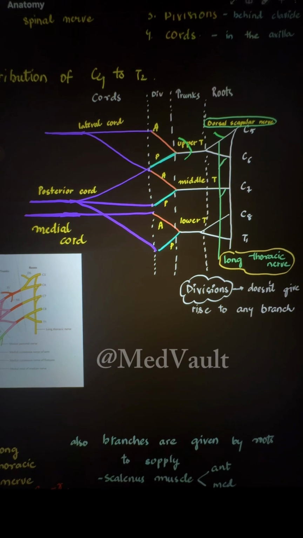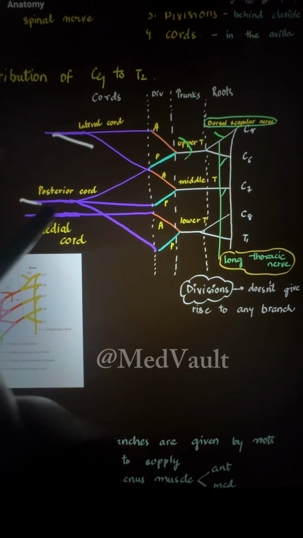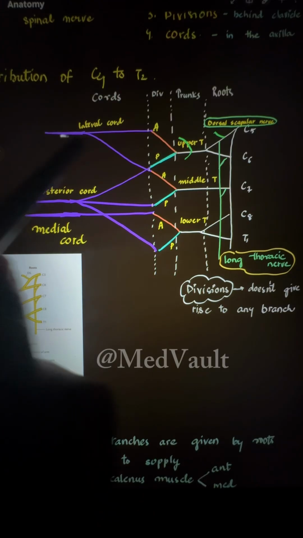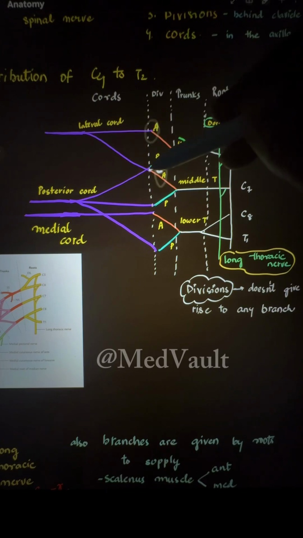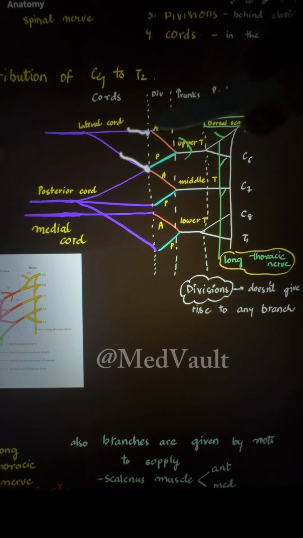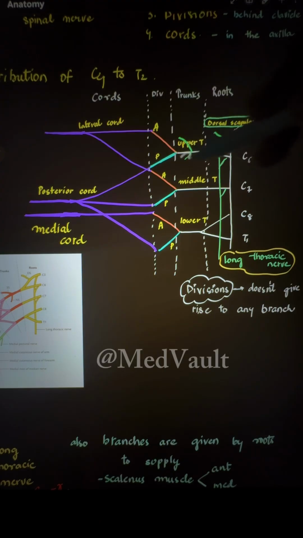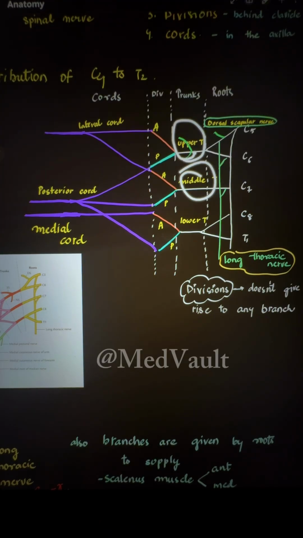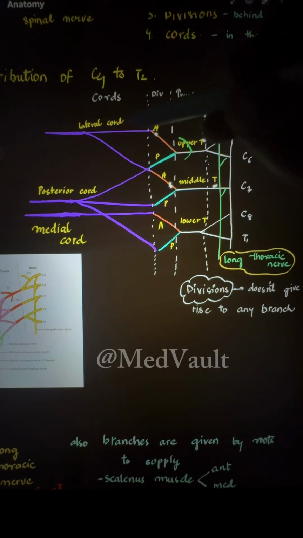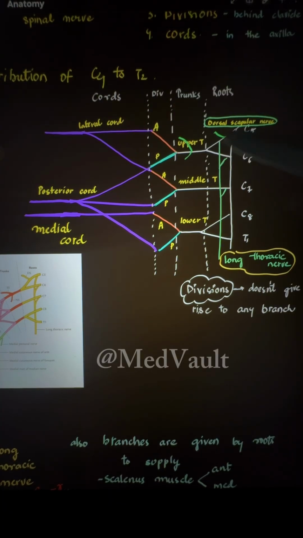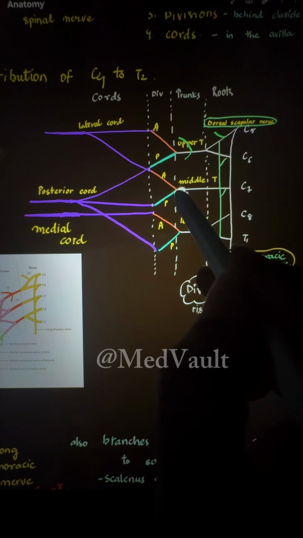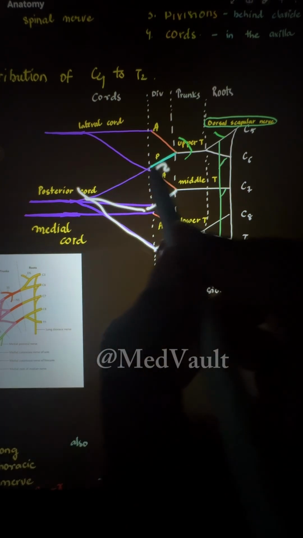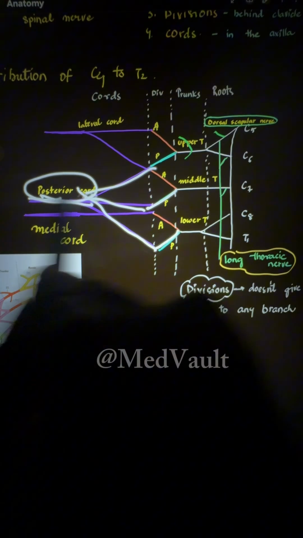Basically, we have three cords: the lateral cord, the posterior cord and the medial cord. The lateral cord is formed by two anterior divisions. You can see this is the anterior division. The two anterior divisions of the upper trunk and middle trunk form the lateral cord, whereas the posterior divisions of all the trunks, that is upper, middle as well as lower, join and combine to form the posterior cord. All the posteriors form the posterior cord.